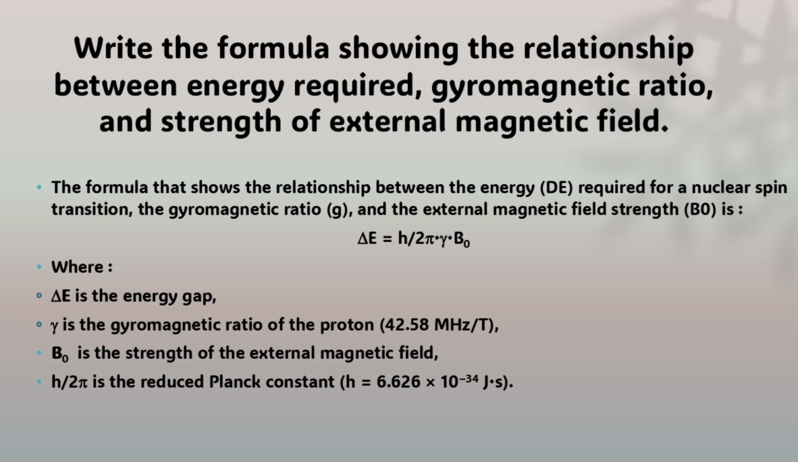Where delta E is the energy gap, gamma is the gyromagnetic ratio, B0 is the strength of the external magnetic field, and h upon 2 pi is the reduced Planck's constant.